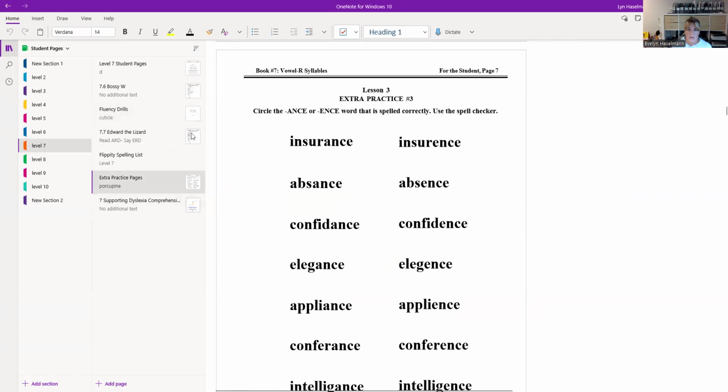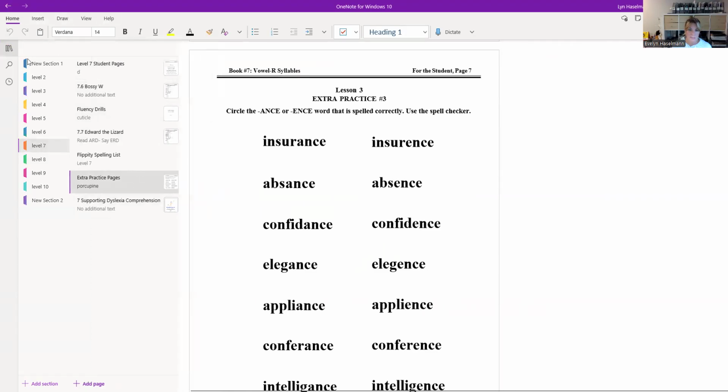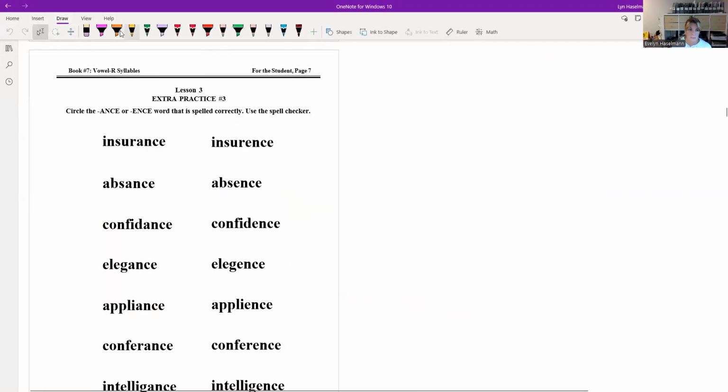All right, let's take a look at the practice work for today. Okay, starting with the extra practice pages here. Circle A-N-C-E or E-N-C-E for which one is spelled correctly. They might need to use their spell checker for this. I don't expect them to know this. They're just mapping these words.